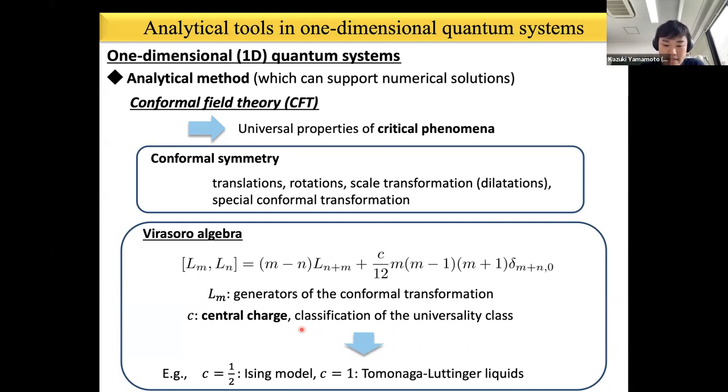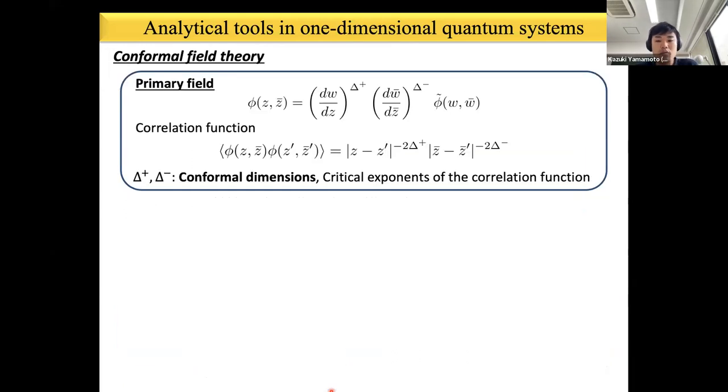For example, in condensed matter physics, a unitary CFT often appears. For example, c equals 1/2 gives the Ising model. And when c equals 1, it describes the Tomonaga-Luttinger liquids. In conformal field theory, we can introduce the primary field by this transformation. And then by using this transformation, we obtain the correlation function, and the critical exponents delta plus and delta minus appear at these parts. Here, delta plus and delta minus are the famous conformal dimensions. And of course, it gives the critical exponents of the correlation functions.